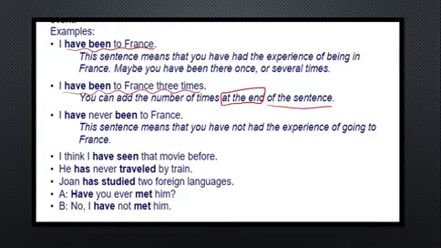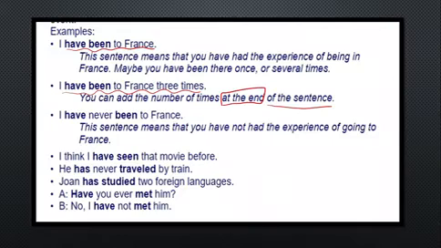Next one. He has never traveled by train. Él nunca ha viajado por tren. Ni una sola vez, o sea, no ha tenido la experiencia de haberse subido siquiera al tren. Joan has studied 2 foreign languages. Joan ha estudiado 2 lenguas extranjeras.